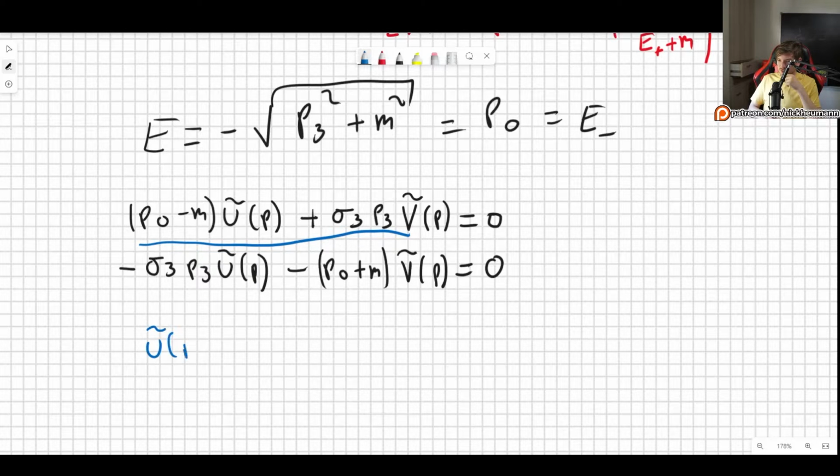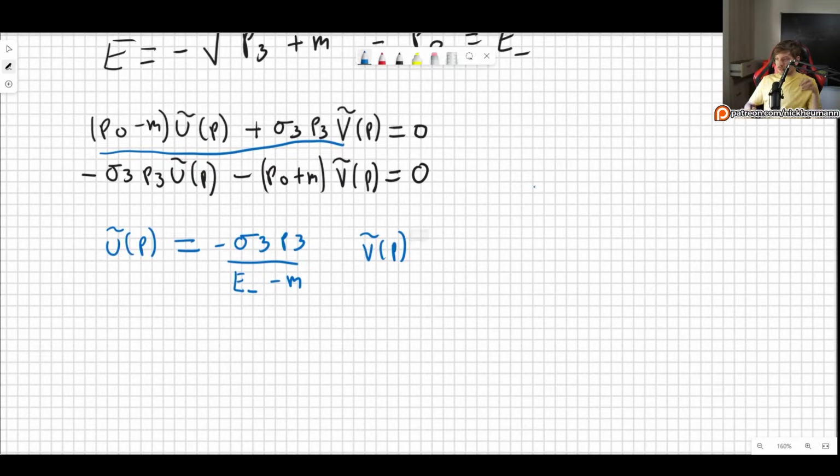So U tilde, which is the dependent part, will be minus sigma 3 P3 V tilde of P, and then we have P0 minus M. Of course, P0 this time is going to be E minus. Just like before, we have two possibilities for our V hat, right? Because it is two-dimensional, we can go for 1, 0, or we can go for 0, 1, and that will cover every possible solution. So let's take a look at each one of them.